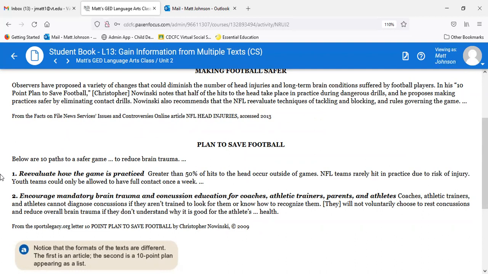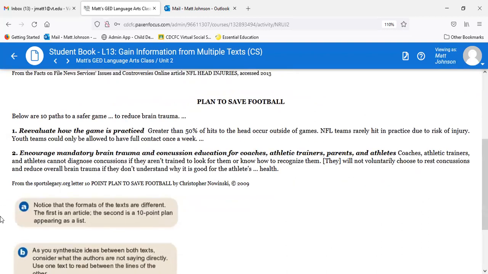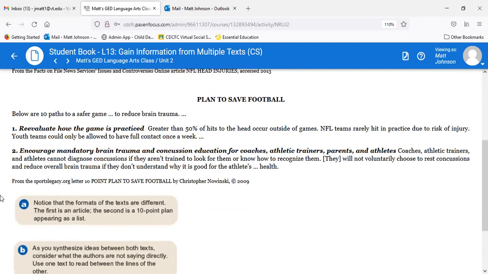So he's referenced in the first little passage, and then we actually have him writing about head injury and concussions in the second one. Our little text box says, notice that the formats of the text are different, right? The first is an article, that expository type of writing. And the second is a 10-point plan appearing as a list.